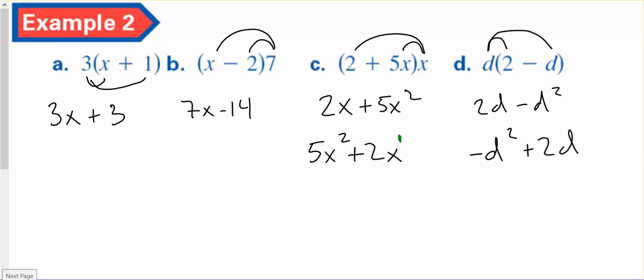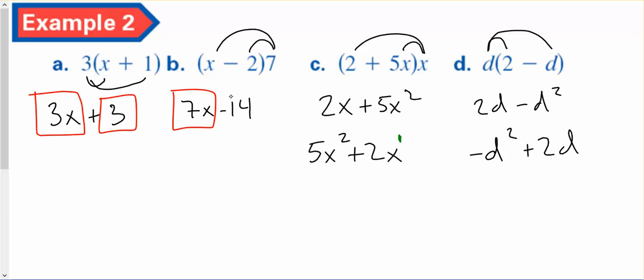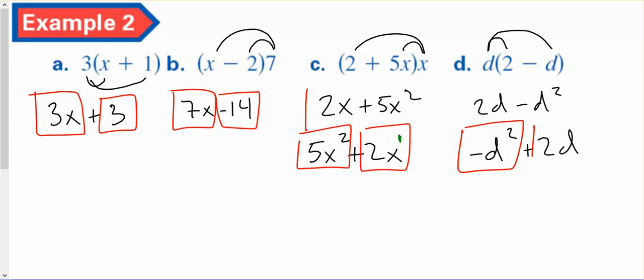So let's talk about some terms now. A term is one of these individual pieces that are separated by addition and subtraction signs. So I've got a term here and a term there. My terms for A would be 3x and 3. My terms for B would be 7x and negative 14. 5x squared and 2x, and negative d squared and 2d. Those are all terms.